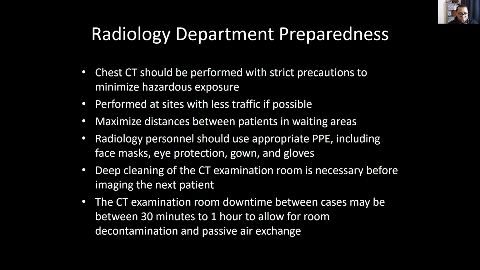The CT examination room downtime between cases may be between half an hour to an hour to allow for room decontamination and passive air exchange. Remember, in closed environments, the COVID virus could actually maintain itself in the air for a small period of time.